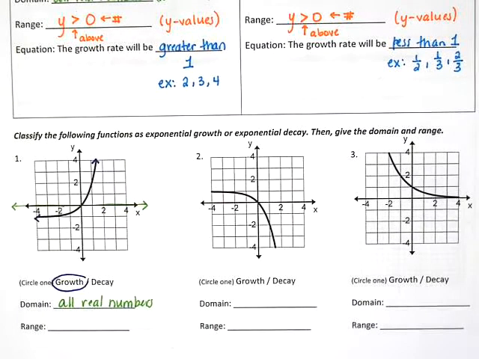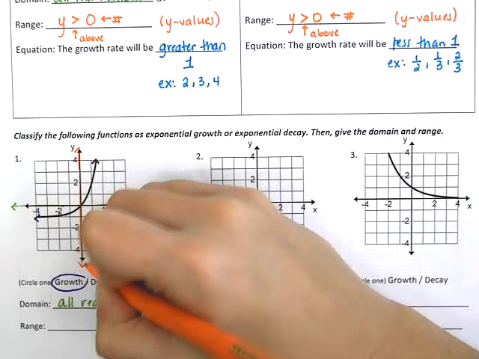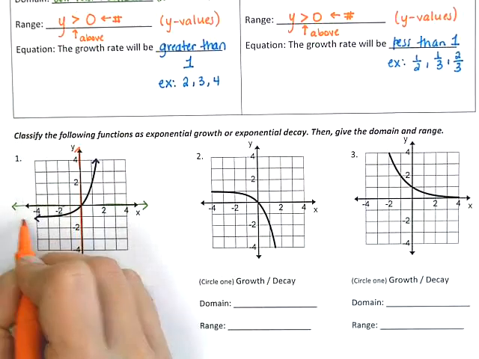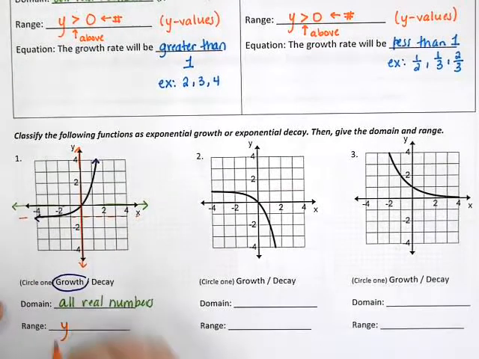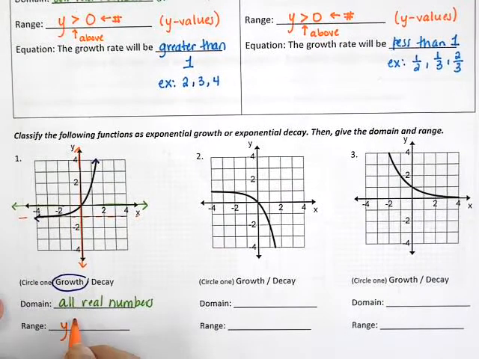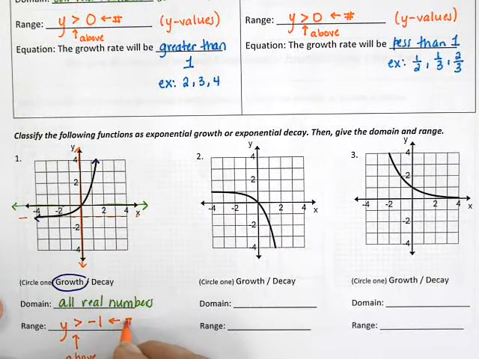Now, if I look at the range or the y values, I can tell that this graph is flattening out close to the number -1. So all of the y values in this graph will be above the number -1. So they're all going to be above this number.